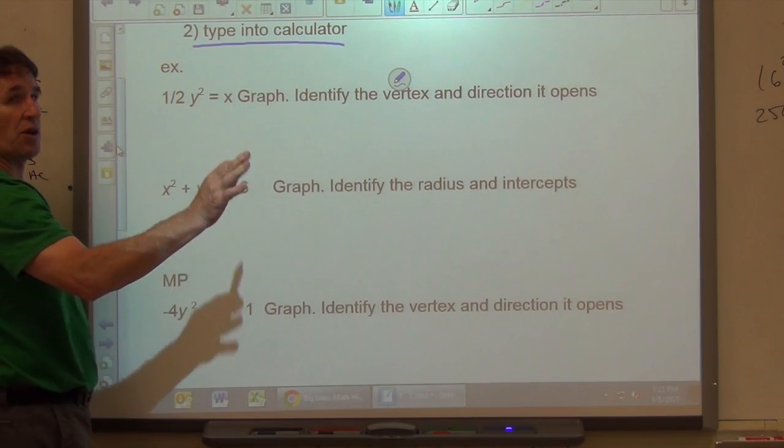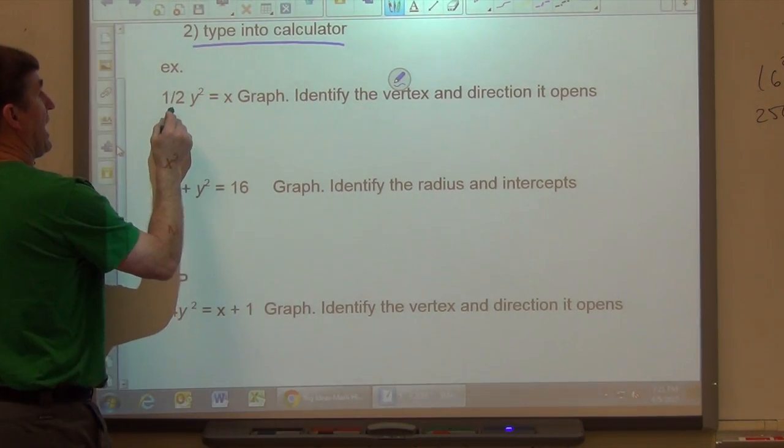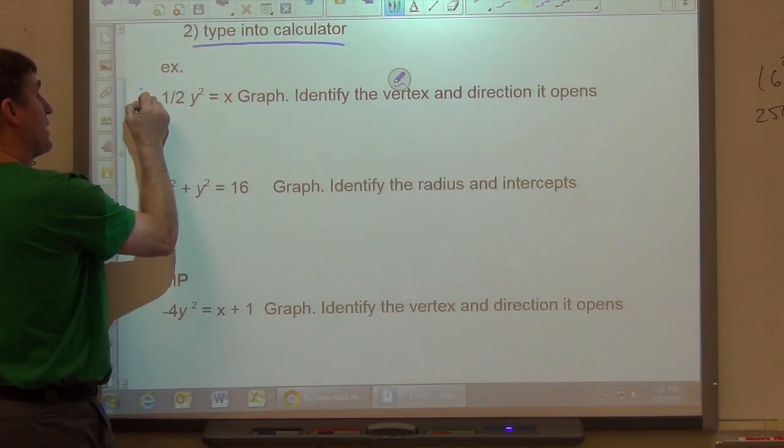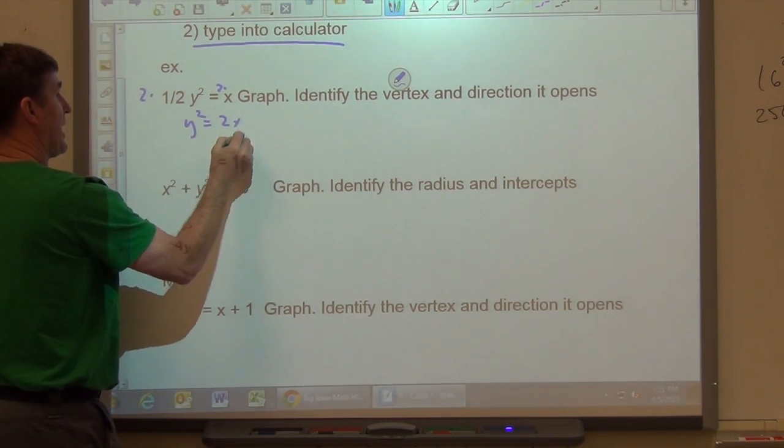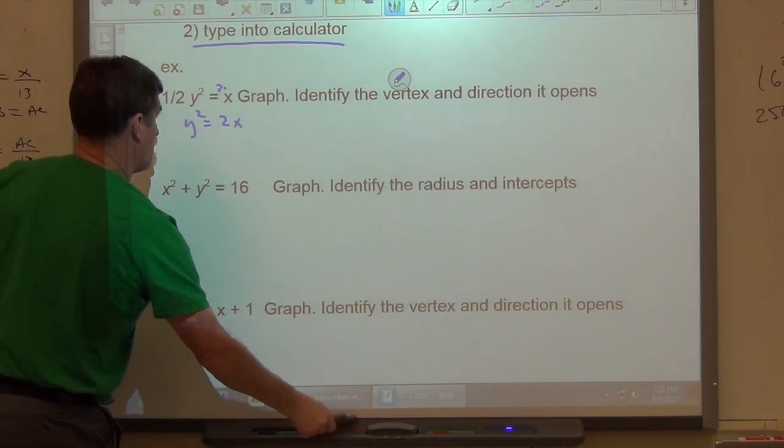So if I was going to do this on my TI-83, I would have to get y by itself, so I'd times both sides by 2, and get y squared equals 2x, and then take the square root of both sides.